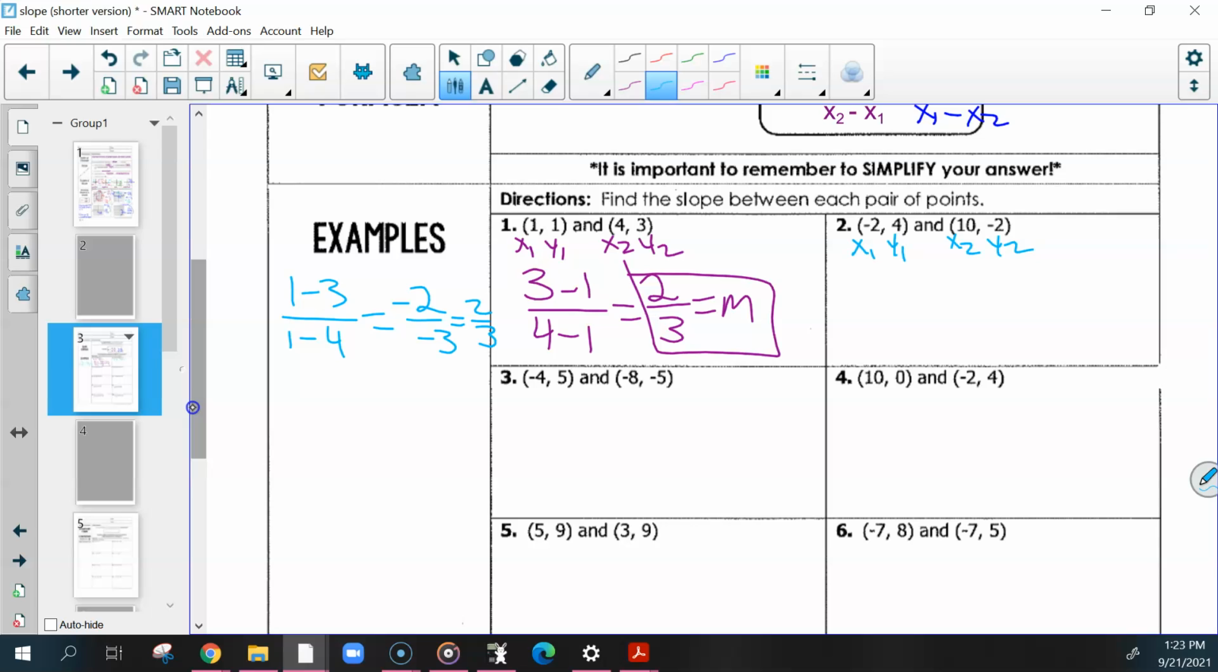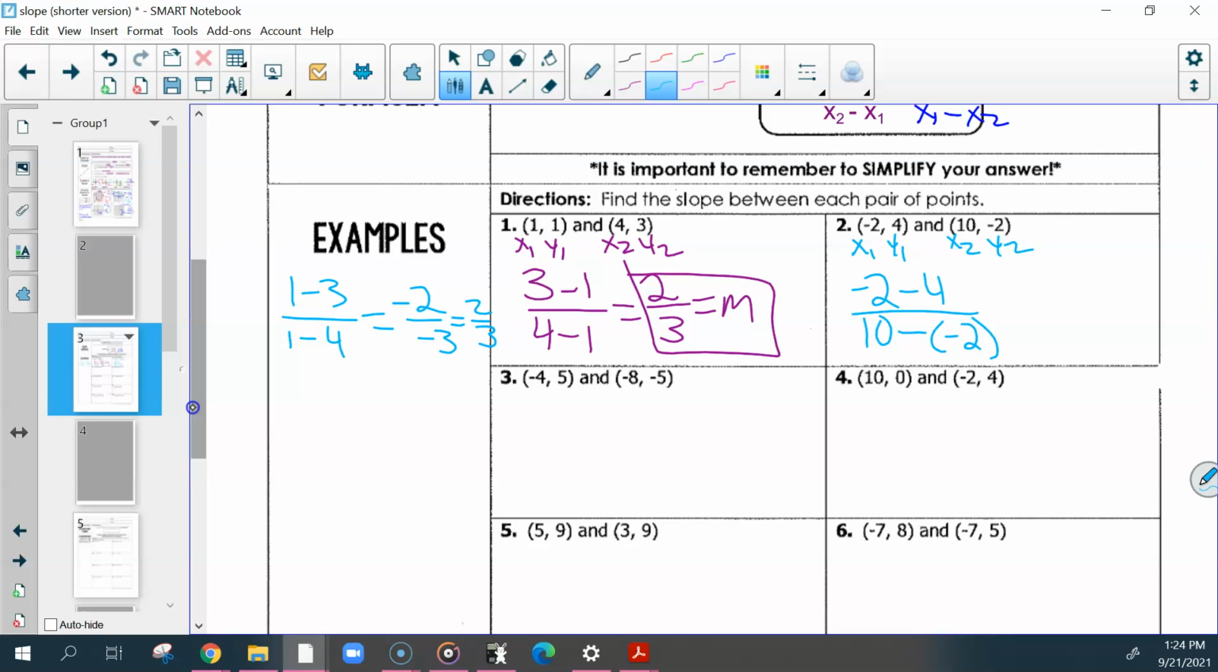And then put them in the format. So even if you have negatives, you're always subtracting. So this would be -2 minus 4 all over 10 minus a -2. Make sure you include both the negative and the minus. If you put like plus minus, you're going to get something wrong.